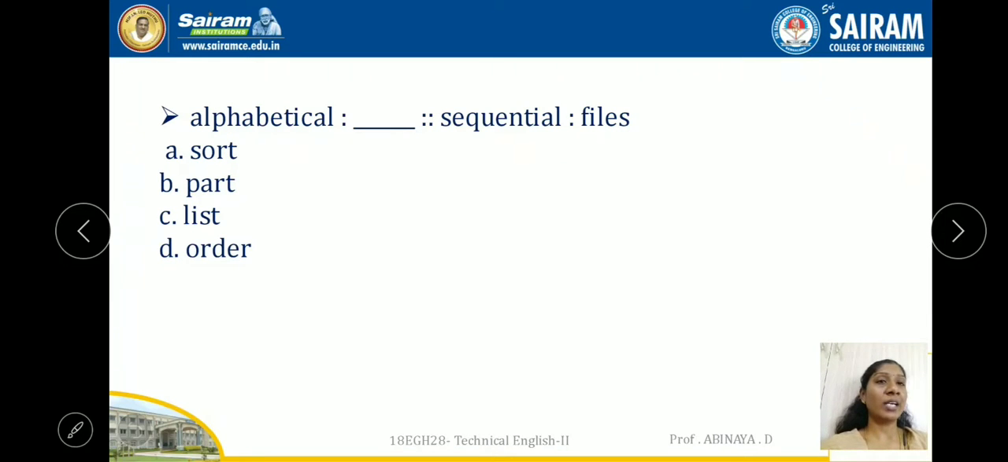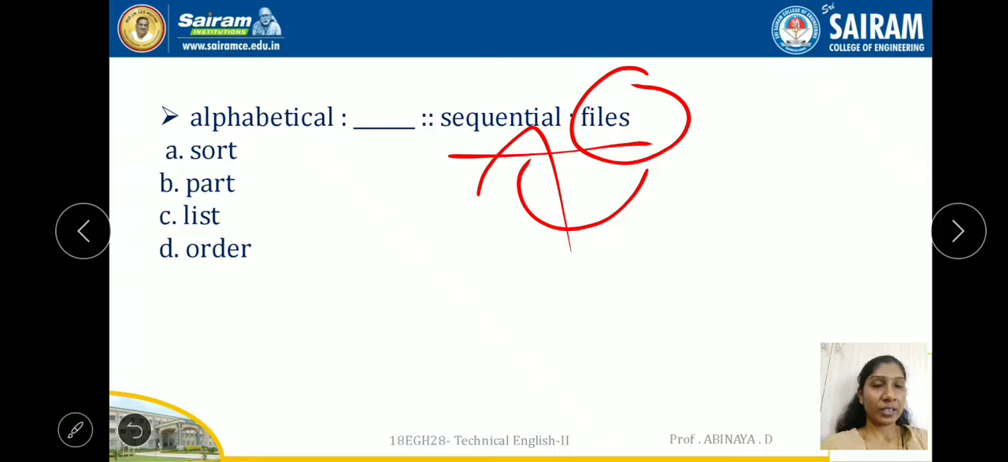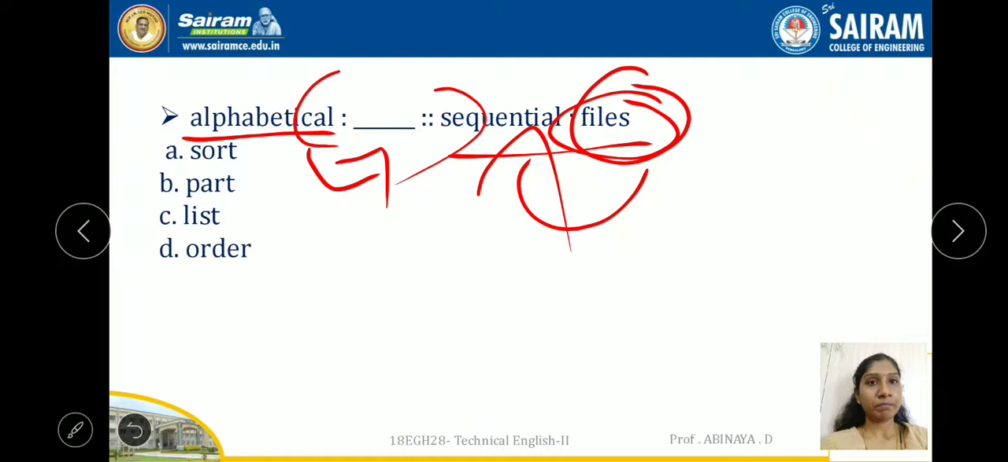So next one, alphabetical, dash, sequential, files. Right. So sequential files should be ordered in sequence. Right. Okay. So the alphabetical, what can be ordered alphabetically? Sort? No. Sort itself is a verb actually. Here a noun has to come, because files are nouns. So a noun has to come here. Alphabetical order. Alphabetical itself is an order. So order will never come.